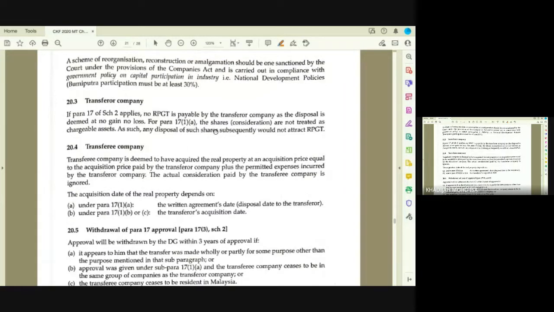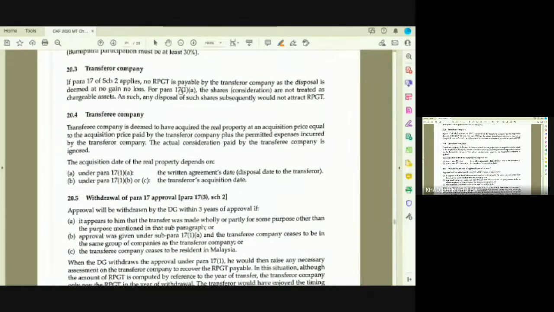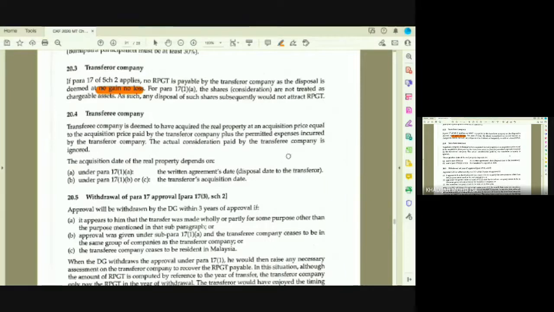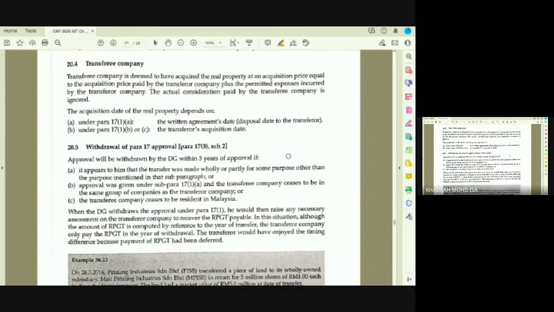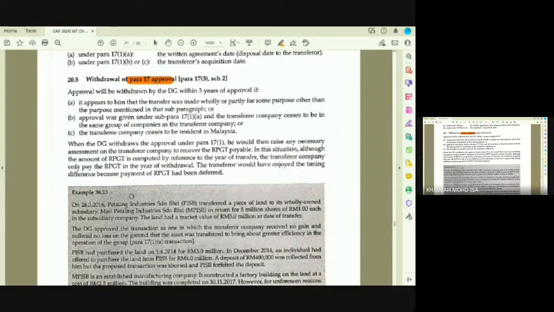Right, to the transferring company, you have to look at the transferor: it is a no gain, no loss. It can also be withdrawn under para 17, if they find that the transfer is not for the purpose under 17(1)(a), (b), or (c), then they will withdraw the no-gain-no-loss. So you have to be taxed on the disposal.